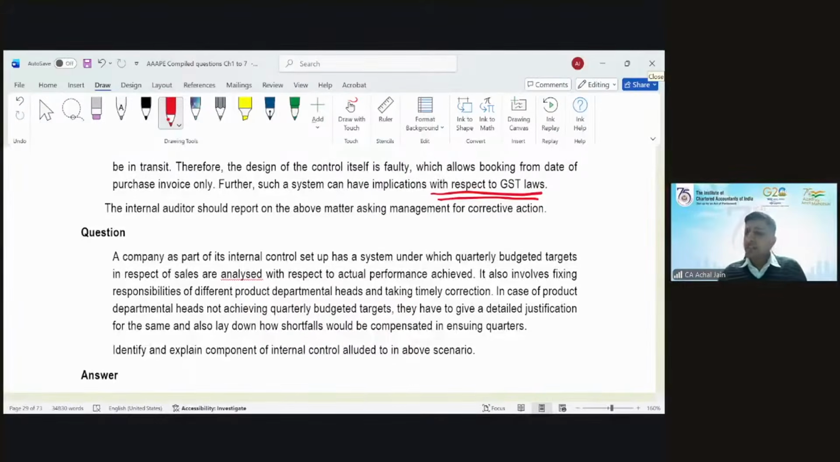So once again, any thoughts on this, Saminathan? Yes, sir. We have studied the five internal control components, in which the control environment, risk assessment, information, control activity, and monitoring of controls. I think it's part of the control activities.